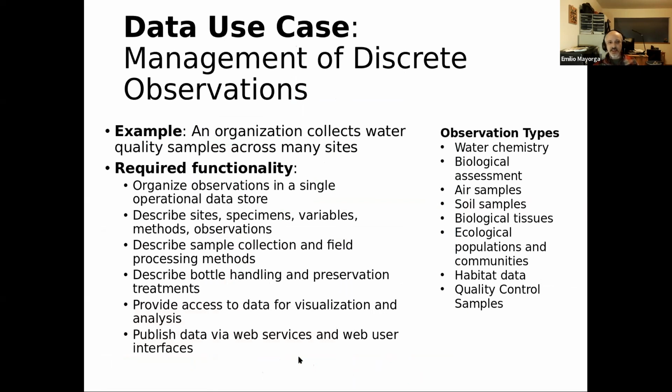A use case that is more relevant here is the management of discrete observations. In other words, a sample, a soil sample. We have water here, but substitute soils there. What is needed typically is to organize the observations in a consistent way, ideally, if possible, in a single system. You want to be able to describe the sites, the specimens, what variables are used, what methods you used, and what observations were carried out. Describe the sample collection effort and the field processing methods, and how bottles were handled, and what preservation treatments were used. And once you analyze the samples and store them, you want to be able to use the data conveniently, visualize it, and so on, and publish it.